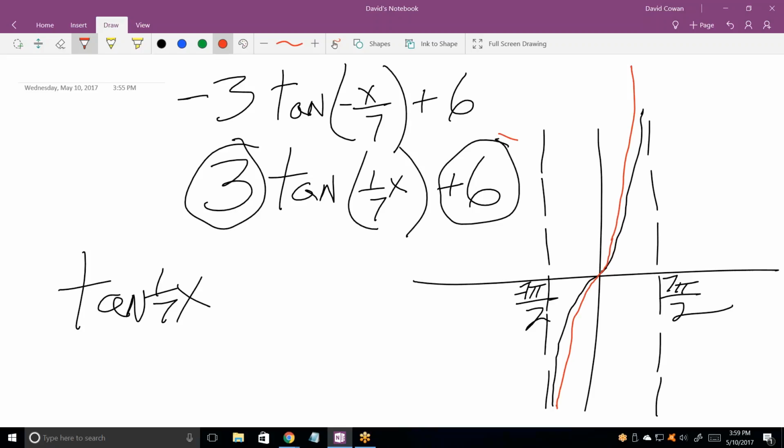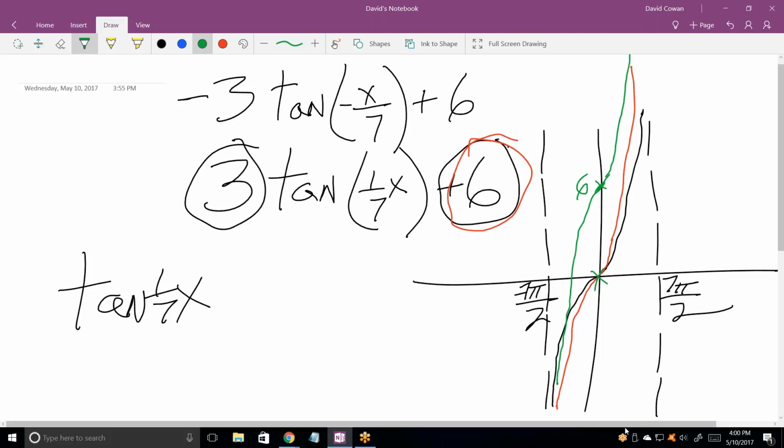And the +6, which we're going to do last in green, well, we only have one point on here that we know we can move up 6, and that's that point there. So let's go up to there. We'll call that 6. And now we'll draw the red graph through that green X. The green graph will look something like that. And that's what that function's going to look like.